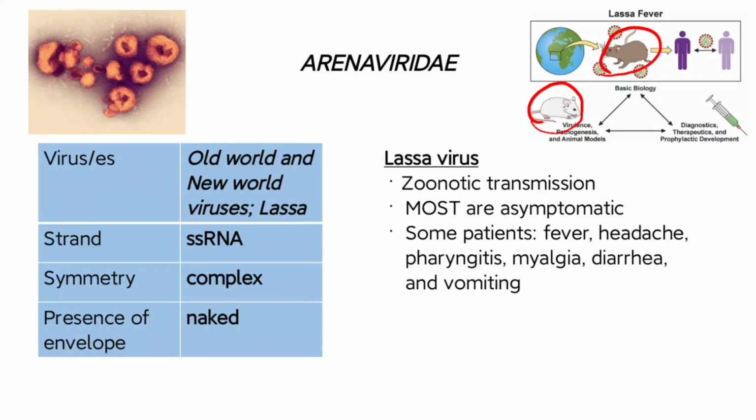So, some patients may suffer from fever, headache, pharyngitis, myalgia, diarrhea, and vomiting. And please take note pala, pag narinig nyo ang Arenaviridae and yung Lassa virus, unang-una nyong iisipin dito is yung fever niya. And anong klaseng fever? Paki-take note po, it is hemorrhagic fever. Okay? So, similar kay DHF or dengue hemorrhagic fever, yung Lassa virus also is hemorrhagic in origin. Okay?